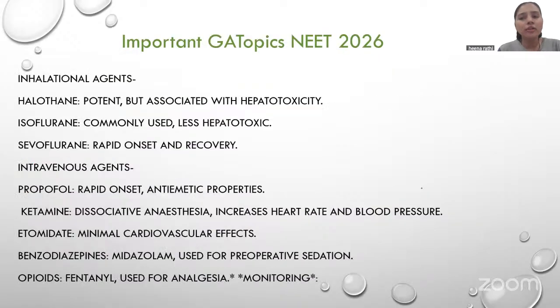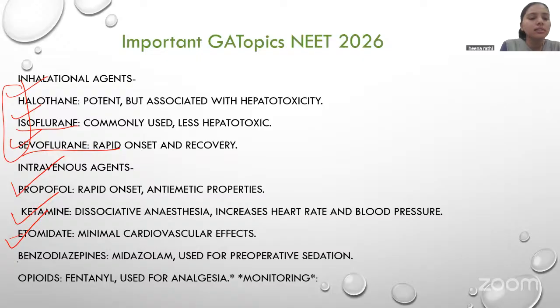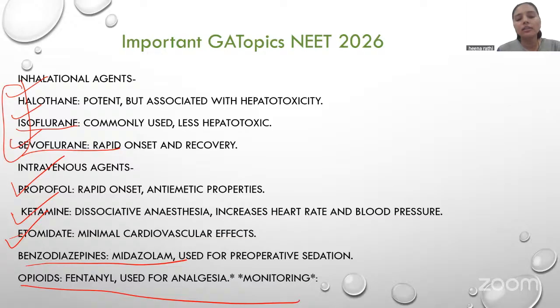And last, in the general anesthesia, the most important drugs are halothane, which is a hepatotoxic drug. It is potent, but it is hepatotoxic. Isoflurane is less hepatotoxic. Sevoflurane has rapid onset and recovery. These three drugs are important in the category of inhalation agents. In case of intravenous agents, propofol, ketamine, and etomidate are important. Among the adjuvant drugs used for general anesthesia, the benzodiazepine midazolam is important, and the opioid fentanyl is important.